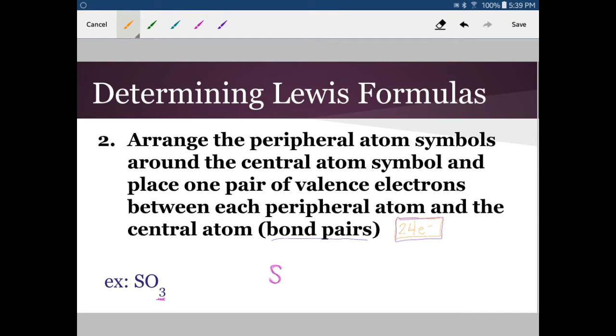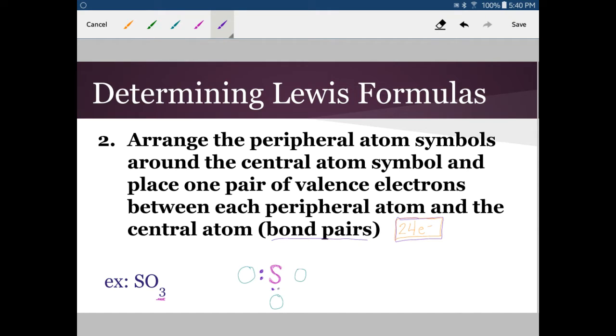So when I go to draw in my peripheral atoms, I am just going to place them around my central atom symbol, and I'm going to want them to sort of be where my orbitals would exist. So somewhere around that sulfur, on one of the 4 sides of our invisible square that surrounds that sulfur. And then what it says is I need to place electron pairs between each of the peripheral atoms and the central atom. So I have to put in electron pairs.